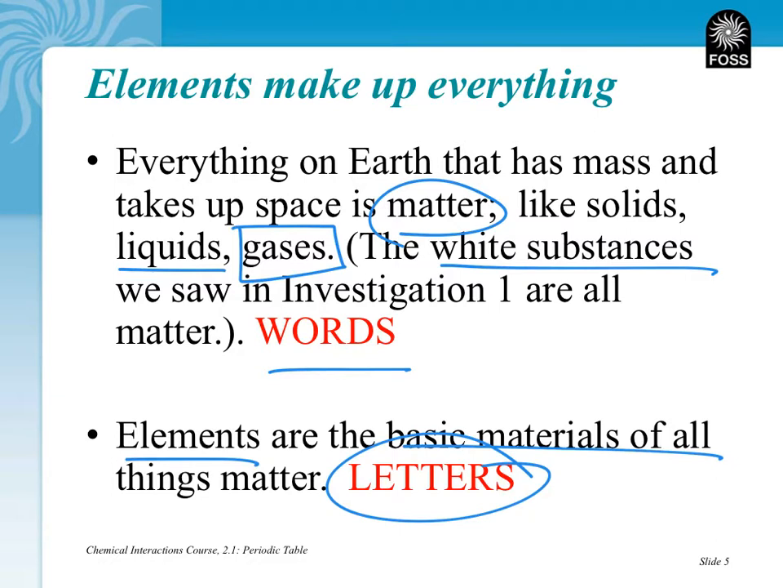Think about a dictionary and how many thousands and maybe even hundreds of thousands of words are out there just from our alphabet of 26 letters. What if you had an alphabet of 126 letters, like the periodic table does? Think about how many different words you could make. In this case, you're making up all the different substances in the universe. So words are the matter, and they are made up of letters. Substances are the matter, and they're made up of elements.